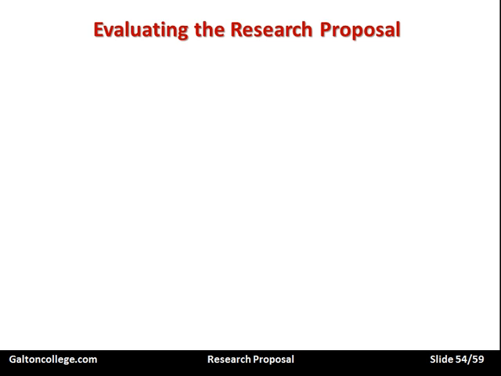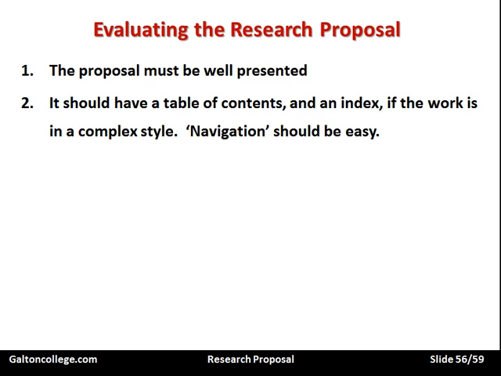Now, evaluating the research proposal. Well, the proposal must be well presented. It should be easy to navigate and easy to read. It should have a table of contents and an index if the work is in a complex style. So navigation should be easy. An index is only used if it's a very large project and there are many technical terms and so on. So an index would be useful to index technical terms, index tables and so on. But there should be a table of contents.